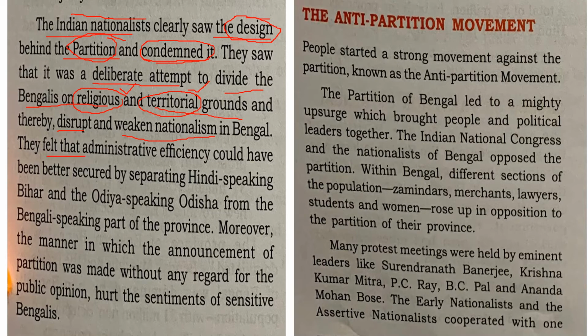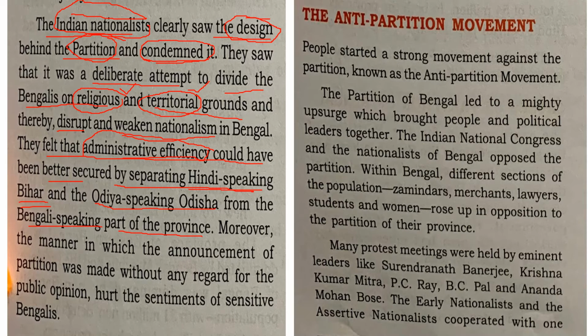They felt that administrative efficiency could have been better secured by separating Hindi-speaking Bihar and Odia-speaking Odisha from the Bengali-speaking part of the province. So the British had one idea. They wanted to divide on the grounds of religion and other things in a very hidden manner. But the Indian nationalists felt that if the British wanted to divide it for administrative efficiency, then they could have divided Bengal based on the language that people speak.